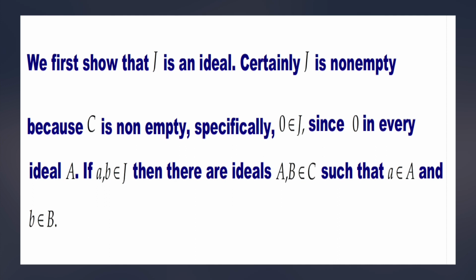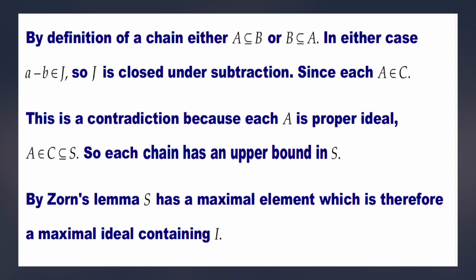If a, b belong to J, then there are ideals A, B belonging to C such that a belongs to capital A and b belongs to capital B. By definition of a chain, either capital A is a subset of capital B or capital B is a subset of capital A. In either case, a minus b belongs to J, so J is closed under subtraction.